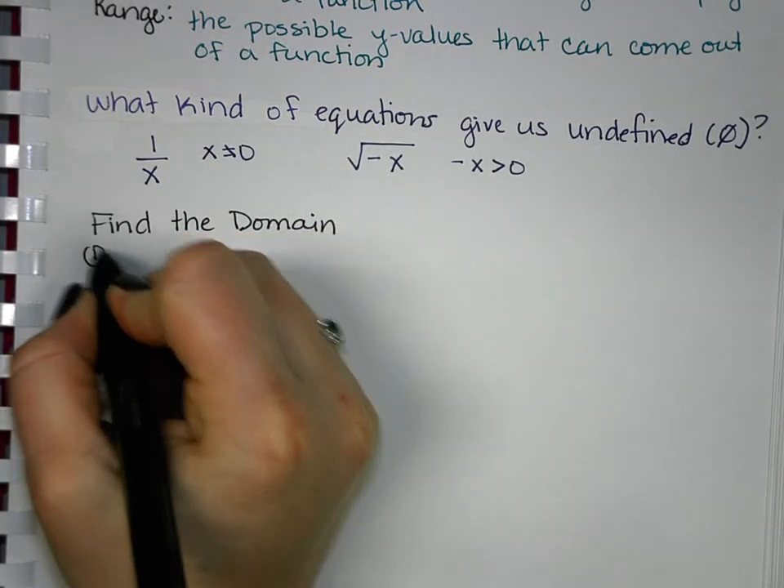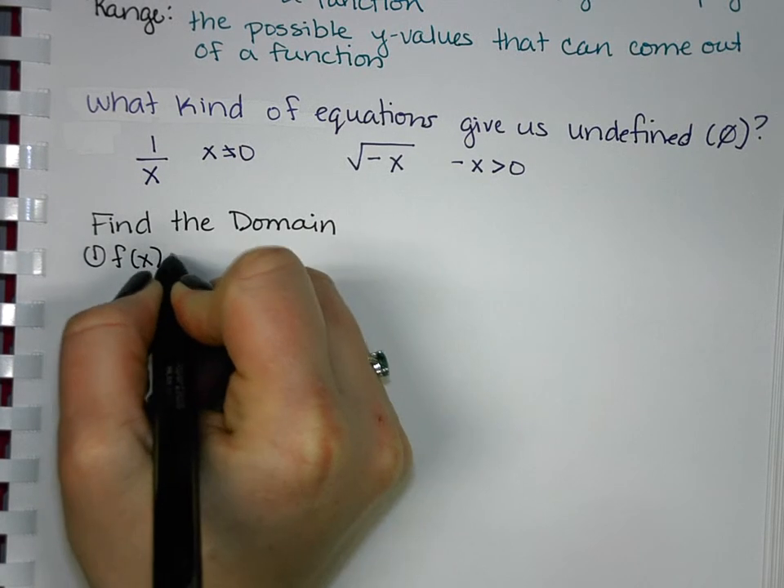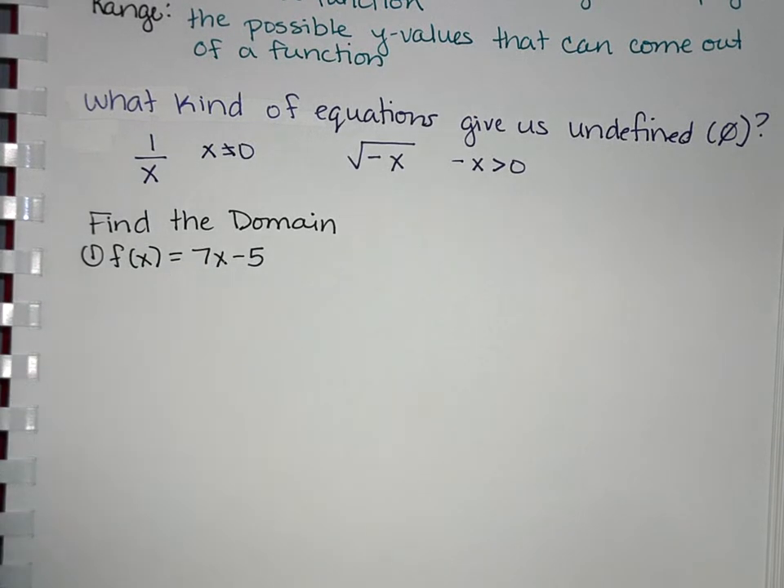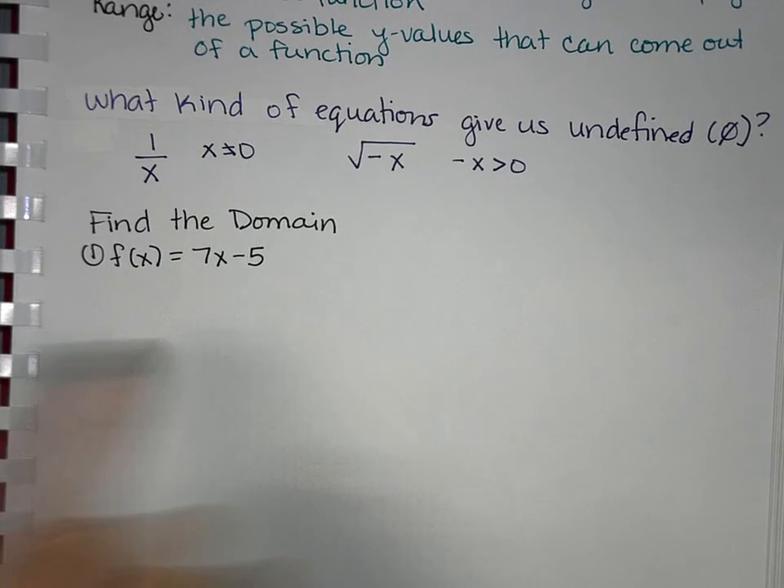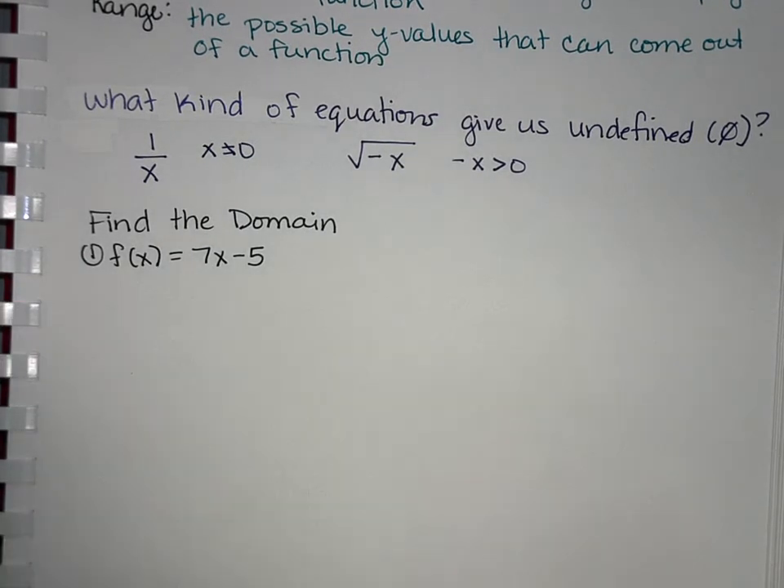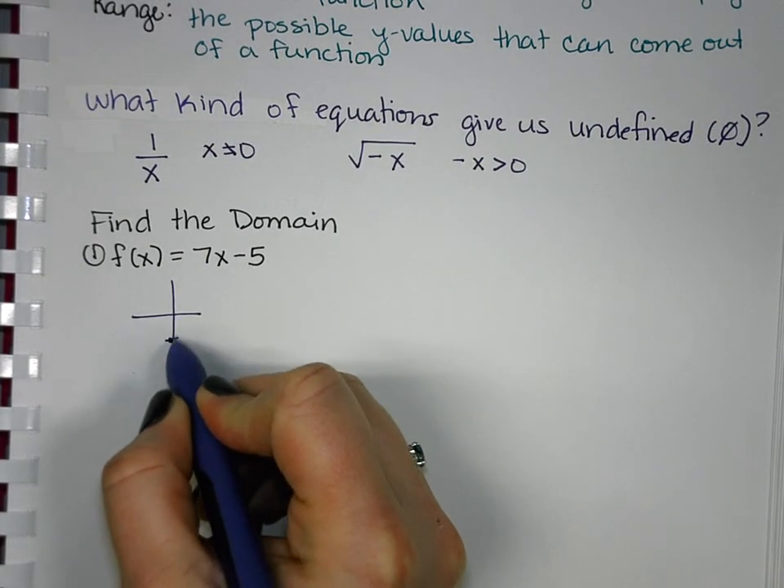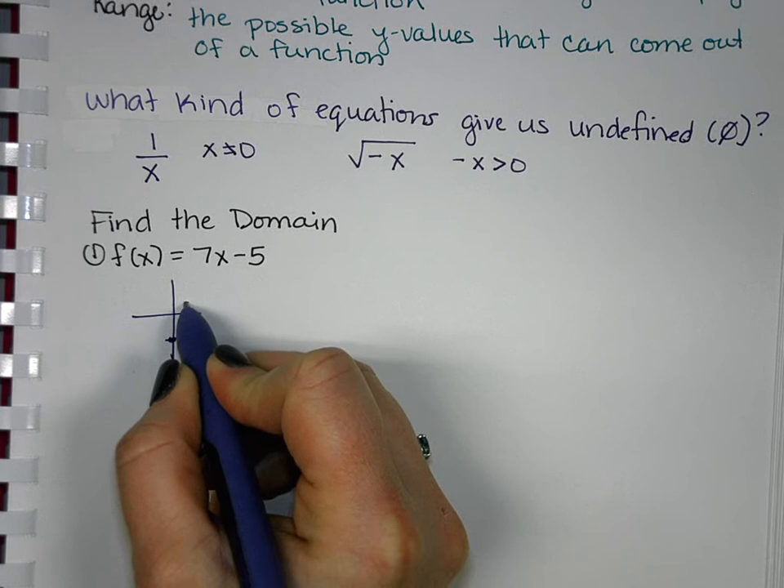So if we look at our first one, f of x equals 7x minus 5. The first thing we want to think about is, what is our graph going to look like? What kind of equation is this? This is a linear equation because the highest power is 1. So something we know about lines, we graph a y-intercept and a slope of 7 over 1.